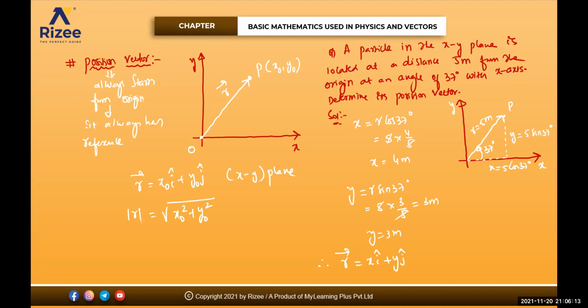Got it? Yes sir. Chalo. So r bar is equal to x i cap plus y j cap. X value how much we got? 4 i cap, plus this one is your 3 j cap. So this is the position vector. Got it?